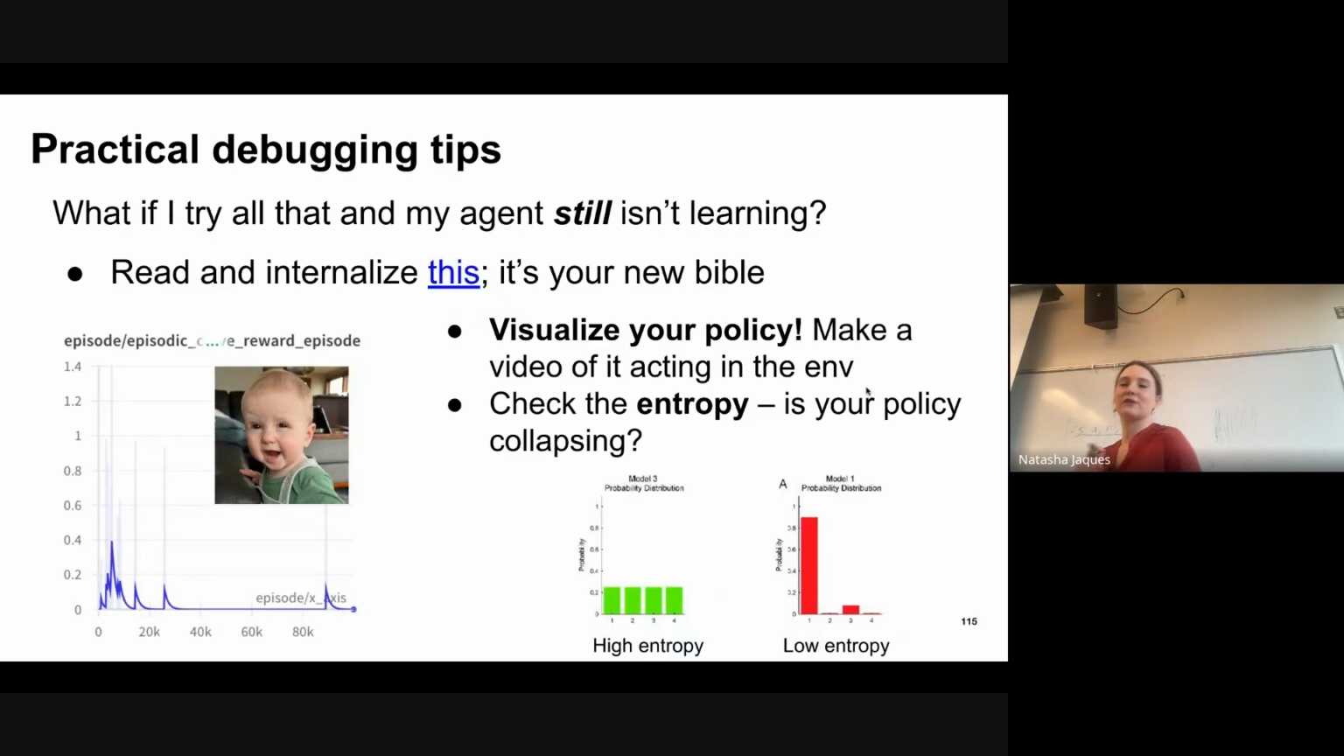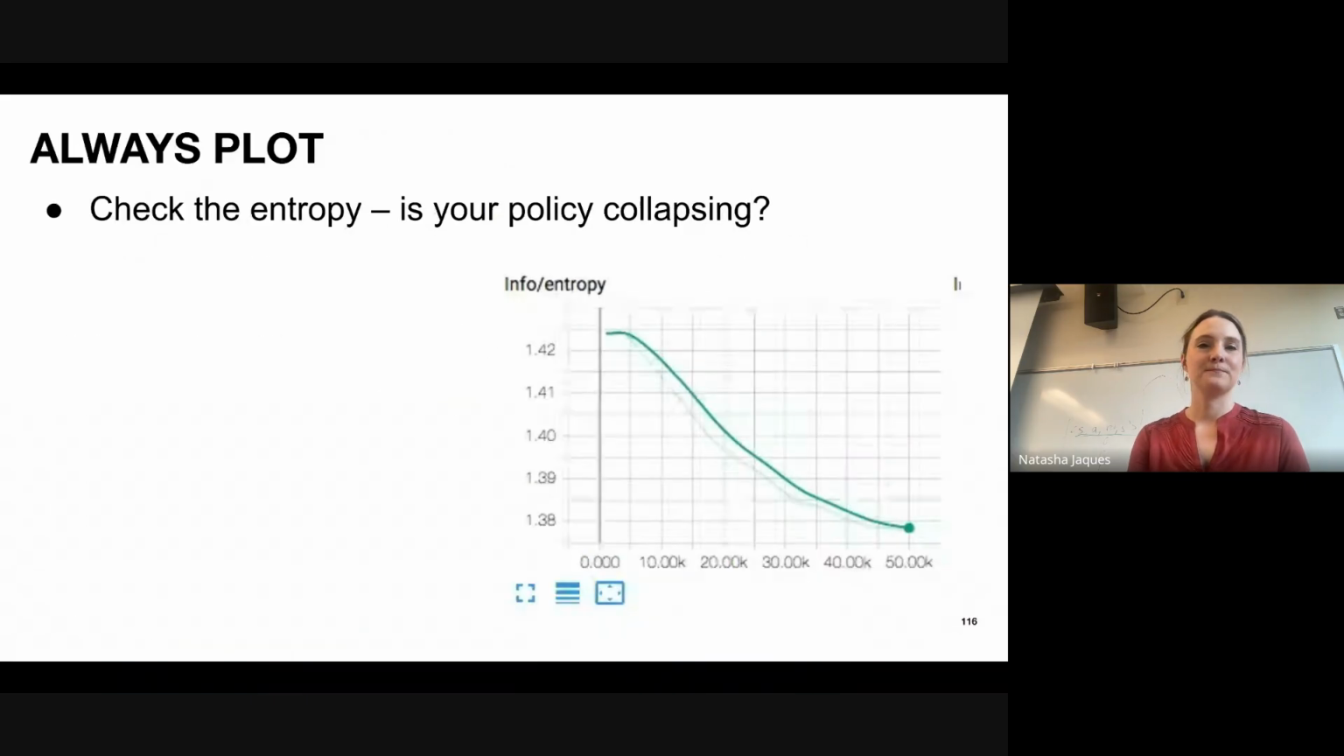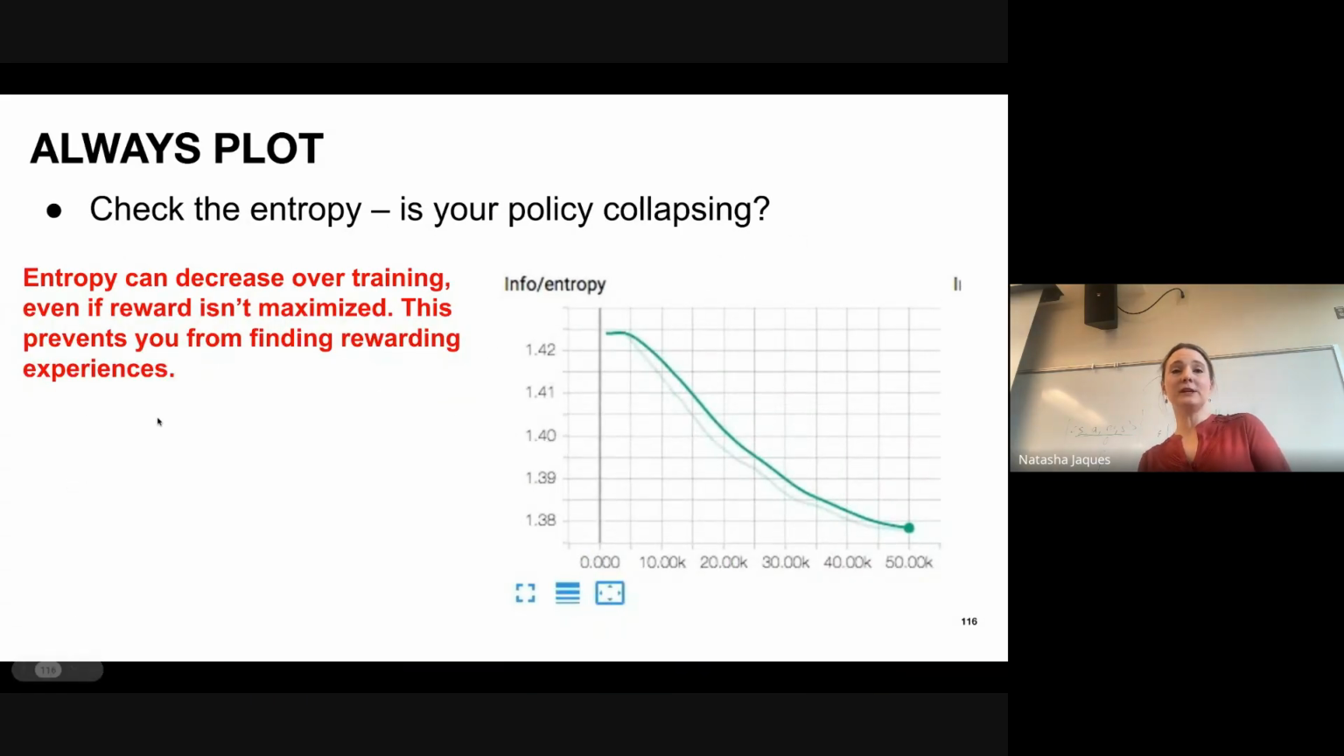Oh, I should say, I don't know if I have this in the slides. Sometimes training for 10 times as long just suddenly works. So should I keep training 10 times longer or should I stop? This is a good diagnostic to know which of those realms you're in. Entropy can decrease over training, even if your reward isn't maximized. This prevents you from finding rewarding experiences.